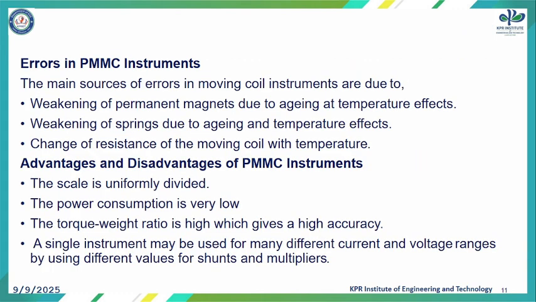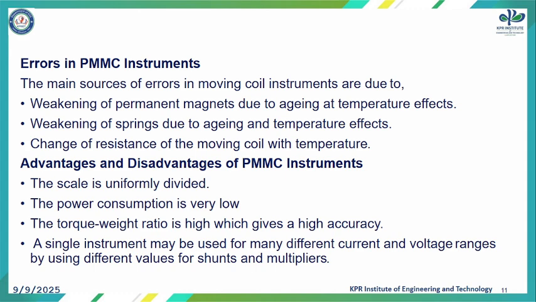Errors in permanent magnet moving coil instrument. The main sources of errors in moving coil instruments are due to weakening of the permanent magnet due to the aging effect and temperature effects. Next one, weakening of springs due to aging and temperature effects. And third one, changes of resistance of the moving coil with the temperature. So these are all the possible errors that can occur in the permanent magnet moving coil instrument.